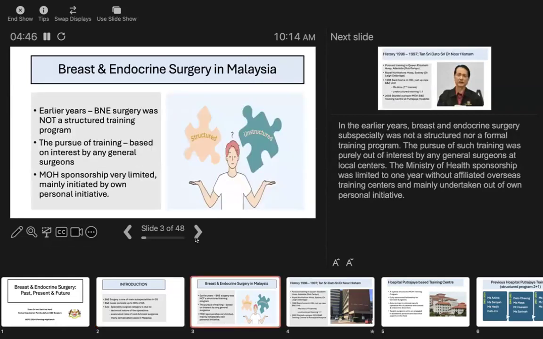In the earlier years, breast and endocrine surgery was not a structured formal training program. The pursuit of such training was purely out of interest of general surgeons at our local centers. The Ministry of Health sponsorship was mainly initiated by own personal interest and was very limited. So in the earlier years, it was not a structured formal program.